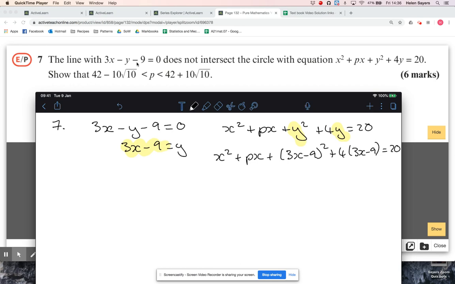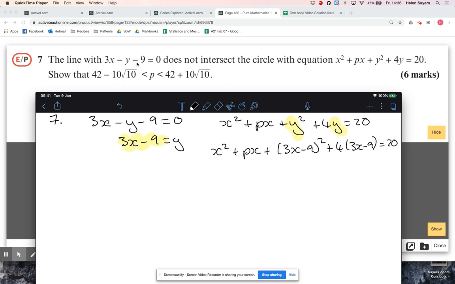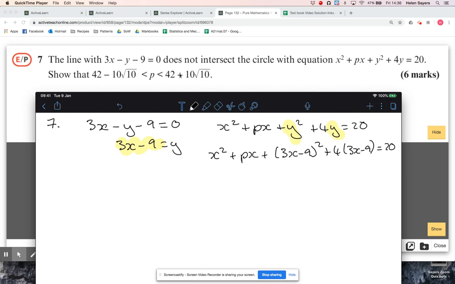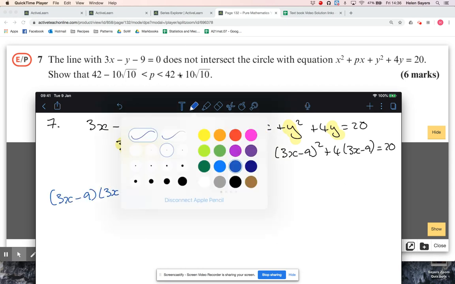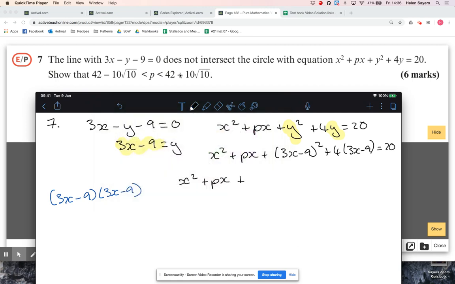So I have got a quadratic in x. It's just got that unknown p in it, but that's what we're getting to with our final answer. So let's tidy all that up. I've got x squared plus px, then 3x minus 9 all squared, so be really careful. That means 3x minus 9 times 3x minus 9, which gives me 9x squared minus 54x plus 81. Then these brackets here will be 12x minus 36. Let's make that all equal 0.